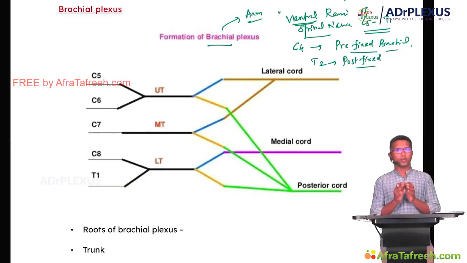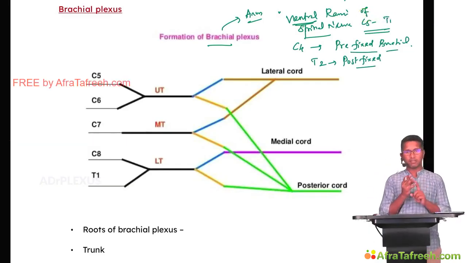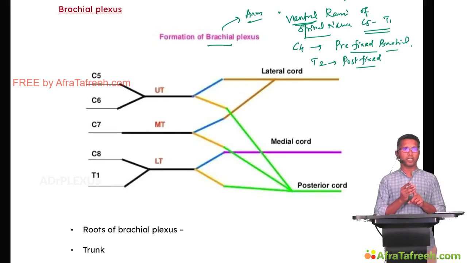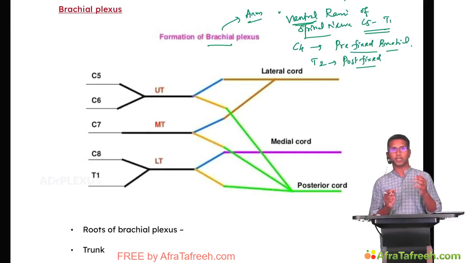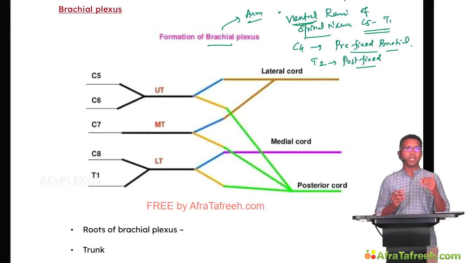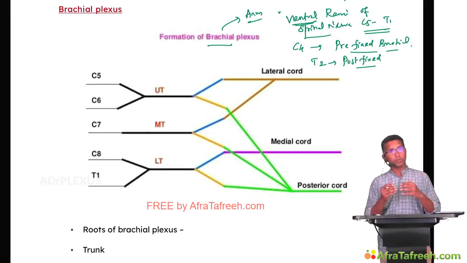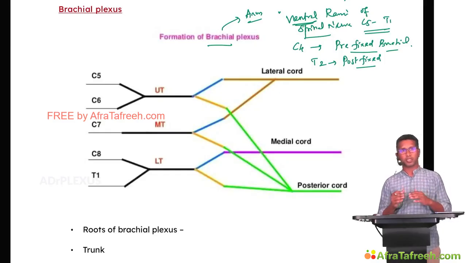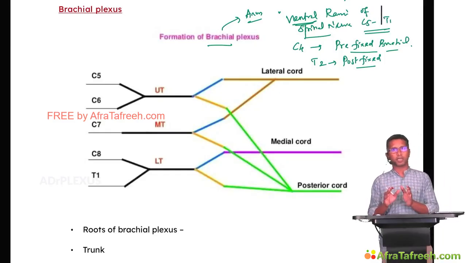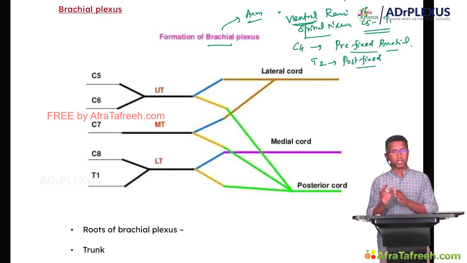So normally the roots which form the brachial plexus are C5, C6, C7, C8 and T1. But sometimes a root from above might participate in the formation of the brachial plexus. In that case, T1 will become very small. Such a brachial plexus is called a prefixed brachial plexus. Or sometimes C5 becomes smaller and T2 gets involved, then it is called a post-fixed brachial plexus. So these are certain varieties of brachial plexus: one is called prefixed, another is called post-fixed.